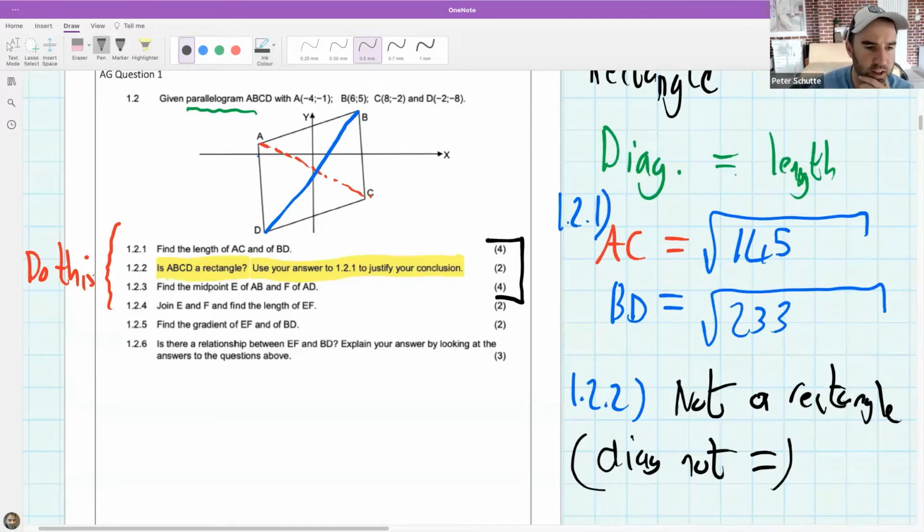So when we're calculating E and F, we first have to make sure we know where they are. So E, the midpoint of AB, is going to be somewhere on this line up here. So find the midpoint E of AB. So E is going to be up here. And we need to find it. And then to find F, F is on AD, so F is down here.